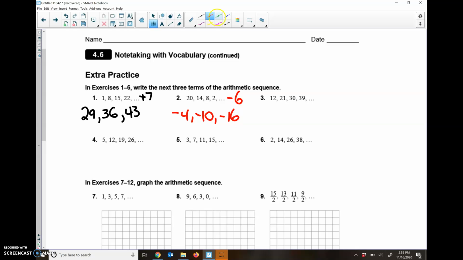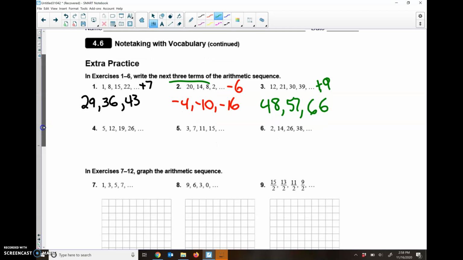All right, I'll do one more with you here, number 3. So from 12 to 21 to 30 to 39, looks like I'm adding 9 each time there. And then so if I add 9 again, I get 48 and 57 and then 66. Okay, so it told us here we're looking for the next 3, so I'm just typing in the next 3.